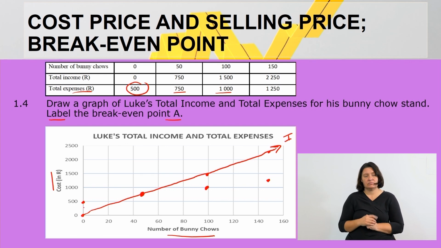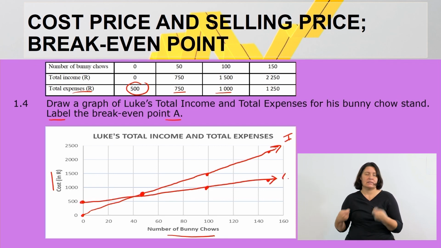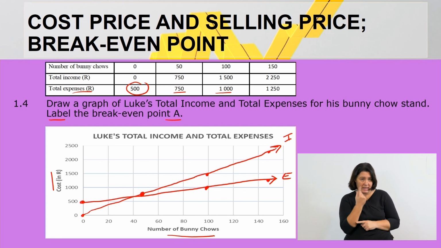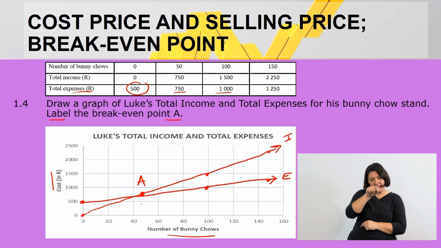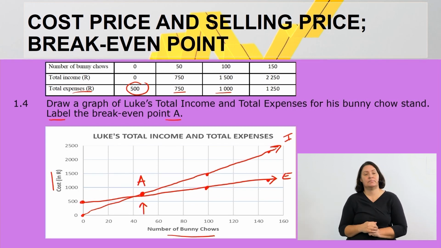Now we already plotted the points. We will now have to combine them, and this will be our expense graph. I hope that makes sense. Guys, now remember we have to label this A, so I indicate this is the break-even point, and I label it A.